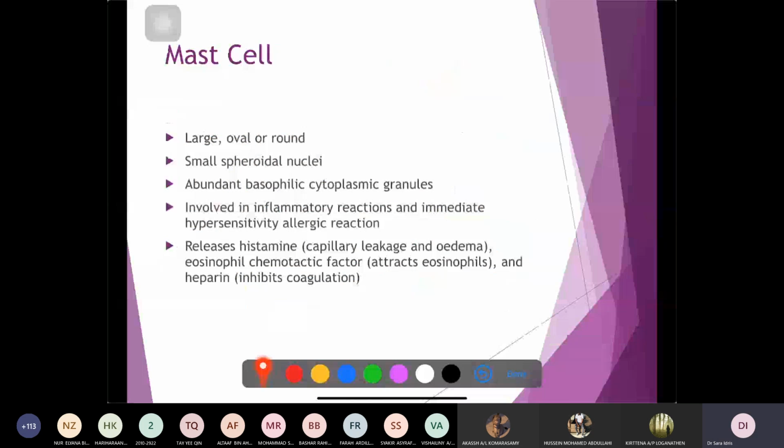So far okay with your macrophages? Any questions? No, doctor. Very solemn, no, but it's okay.